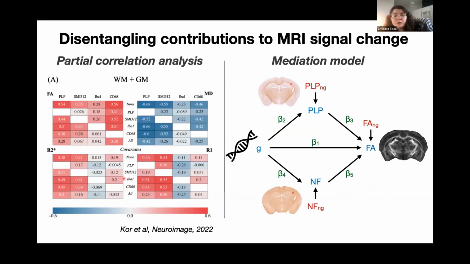And another approach that we're currently working on is this mediation model, which we use when conducting MRI histology analysis in genetically modified rodent models. Our model allows us to separate the relative contributions to differences in MRI that are due to genetics and the different stains. So here I'm showing the myelin PLP stain and the neurofilament stain. And we want to be able to disentangle how these contributions compare.